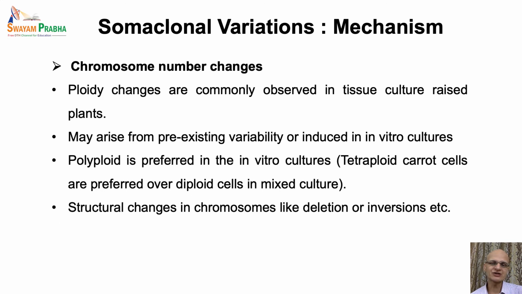In vitro culturing has been shown to introduce structural changes in the chromosome too. These may include deletions, that is the loss of genes or DNA segments, inversions, that is the alteration of the order of the genes on the chromosomes, or translocations, that is the movement of DNA segments from one chromosome to other chromosomes.